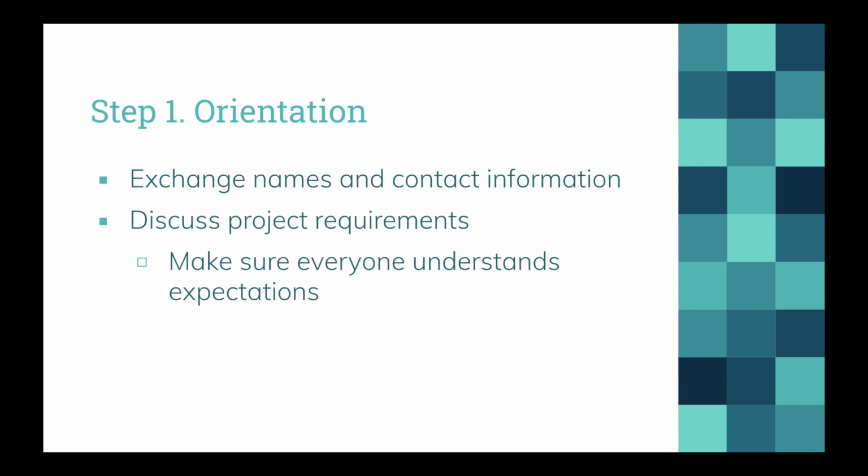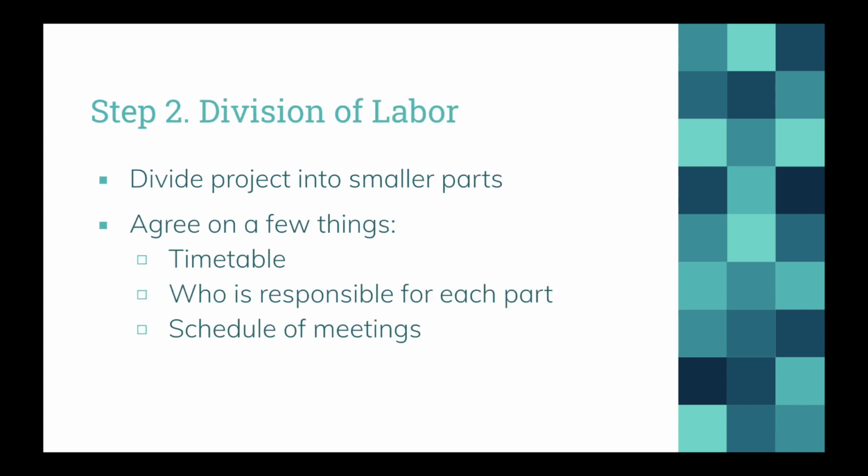Just like orientation when you first came to the university, everyone is getting to know each other. In this part of the group presentation process, you want to make sure you all exchange names and contact information, such as phone numbers or emails. And also discuss the project requirements and make sure that everyone understands what the expectations are from the professor and also each other. Step 2 is the division of labor.